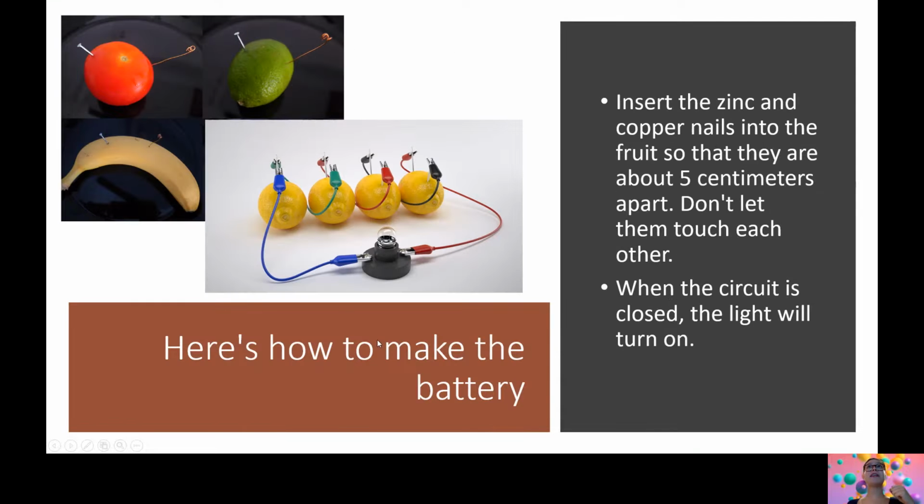Here's how to make the battery. We would insert the zinc and copper nails into the fruit so that they are about 5 centimeters apart. Don't let them touch each other. So here we see a zinc nail and a copper nail. There is the zinc and there's the copper in these different pieces of fruit.